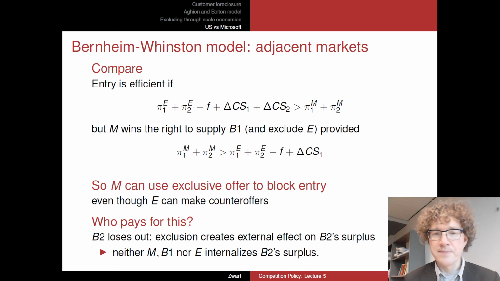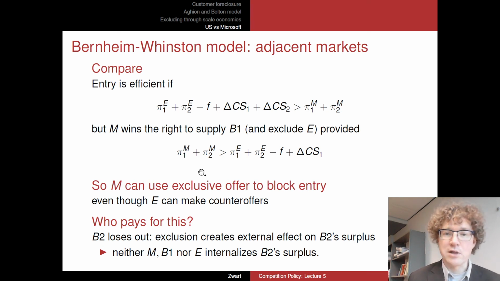But what was the condition on which M is going to win the fight for getting exclusivity? Well, it needs to offer more to B1 than E can. So what could M offer? Well, it could offer pi 1M plus pi 2M. Its total profit is the maximum bid that M can make to B1 in order to sign this exclusive agreement. Whereas what can E offer? Well, it can offer at most its profits, these first three terms here. And it also knows that B1 will be better off anyway if it enters, because then it will benefit from this more competitive situation in its browser market, so it will earn an additional delta CS1. So as long as these profits are larger than the total of these profits and this welfare contribution for consumers, it will be M who will be able to offer a larger bag of money, if you wish, to persuade B1 to sign this contract.